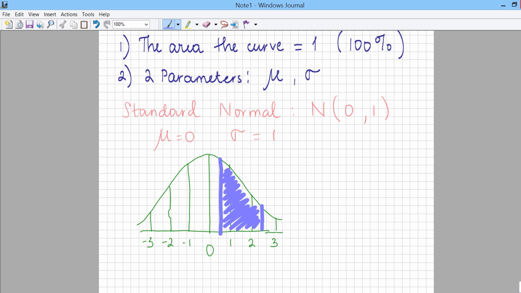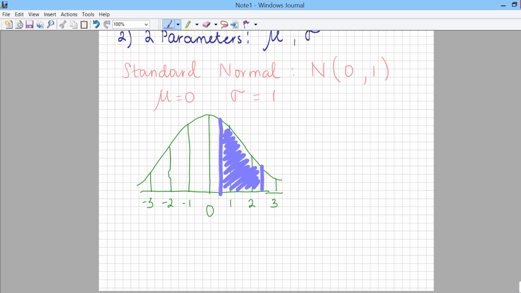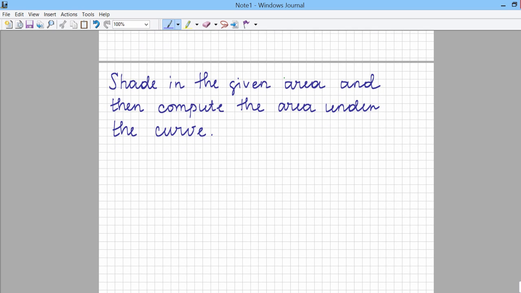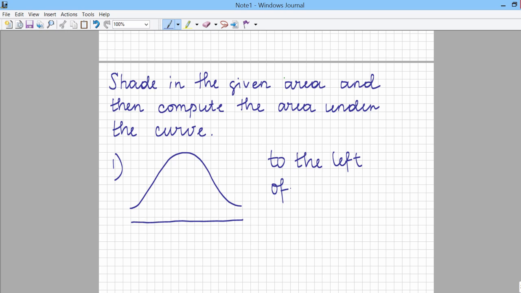So let's go ahead and practice some calculator skills. Okay, let's do the following. This one says shade in the given area and then compute the area under the curve. So let's say the first problem says, here's your curve, shade in the area to the left of z is equal to 0.88. Okay, now what does that mean?